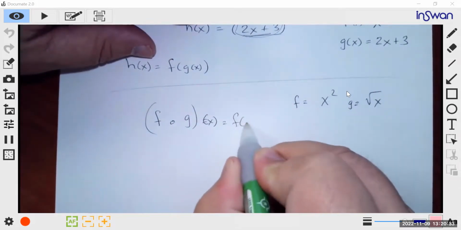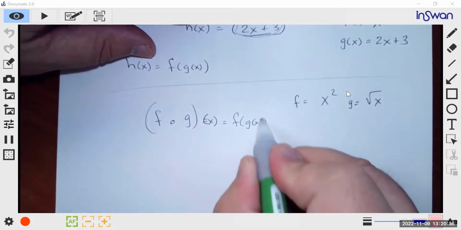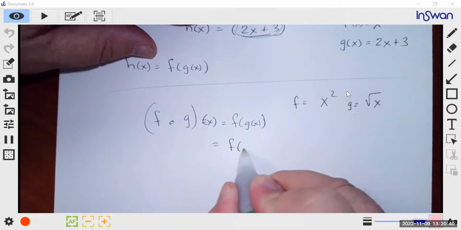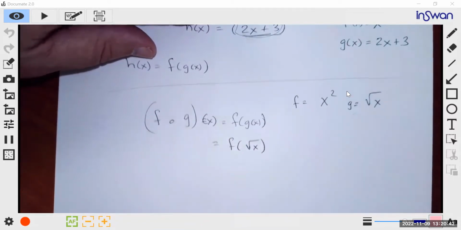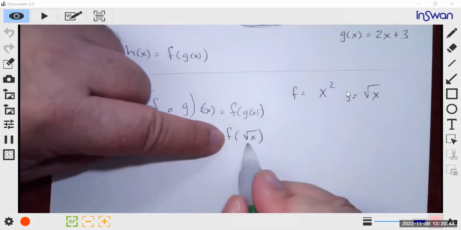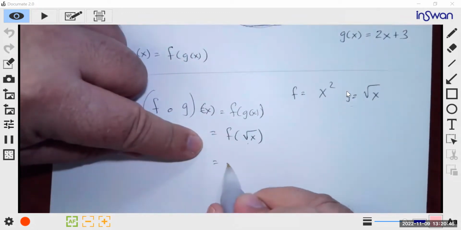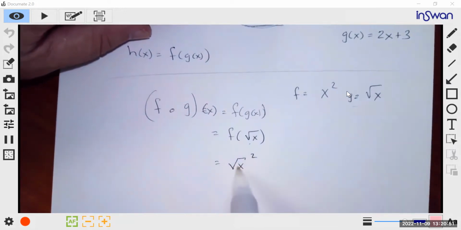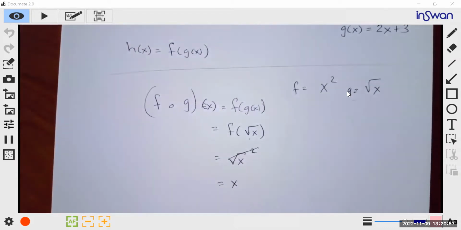So this would be f of g of x. So my g of x goes inside there. Now that goes inside my other function. So what happens to square root and square? They cancel. Because it equals x, we know that these two functions are inverses of each other.